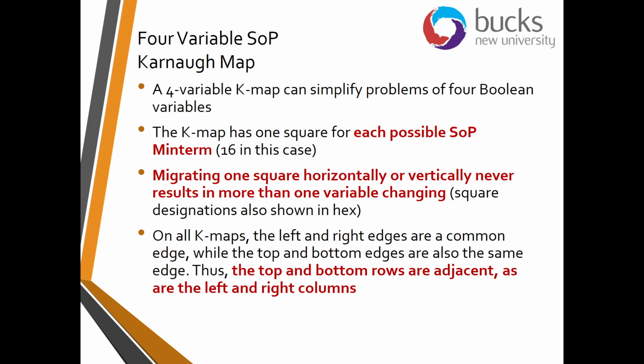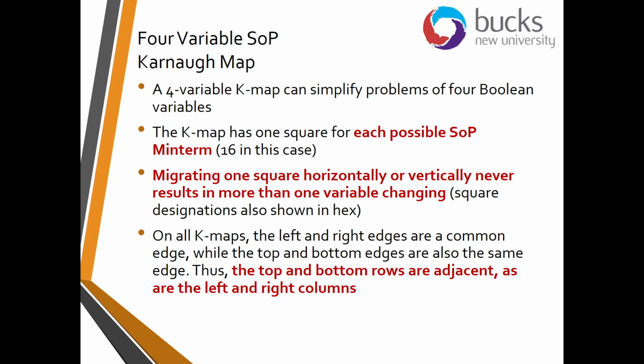On all K-maps, the left and right edges are also a common edge, while the top and bottom edges are also the same edge. Thus, the top and bottom rows are adjacent, as are the left and right columns. The best way to think about that is like a computer game where you disappear off one side of the screen and you instantly appear on the next side. Like in Pac-Man, where your little character goes off one side, disappears on the right, and immediately appears on the left. And that's how we see K-maps.